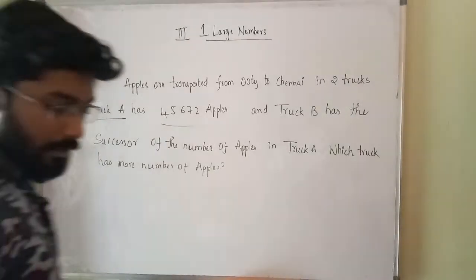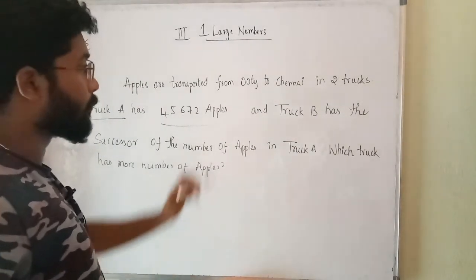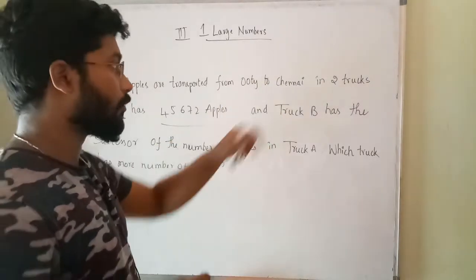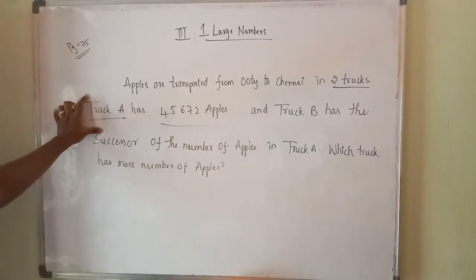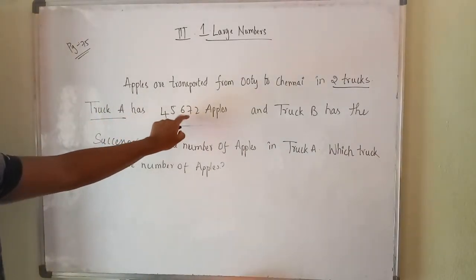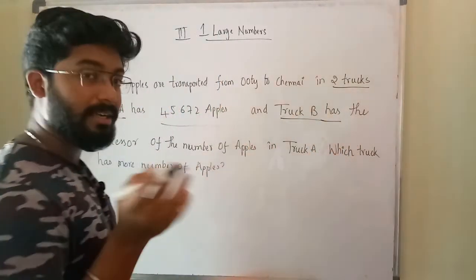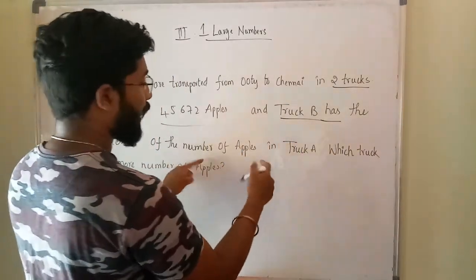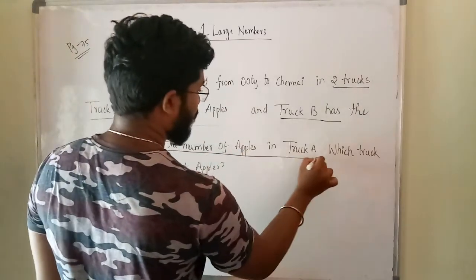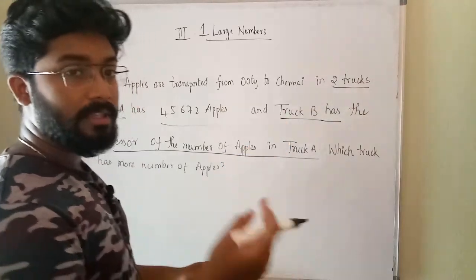So here the question is, apples are transported from Ooty to Chennai. From Ooty they are transported to Chennai. In how many trucks? 2 trucks. Clear? Truck A has 45,672 apples, and truck B has, he has not given any number, but he said what? Truck B has the successor of the number of apples in truck A.